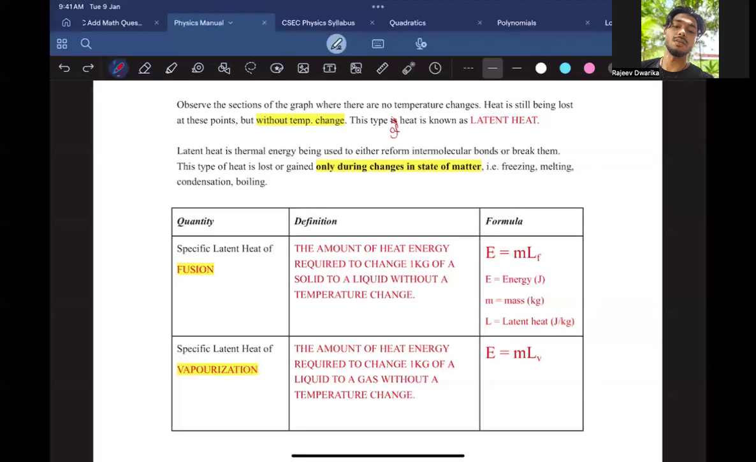So Alia, now that you know this extra piece of information, let me give you an example where we would use this formula. So we have E is equal to mL_f, and E is equal to mL_v, right? Is there a temperature change during fusion and vaporization? No, there is not. So you use these formulas when there's a change in state, and you use the other formula when there's a change in temperature. Just keep that in mind. That's how you differentiate the formulas.